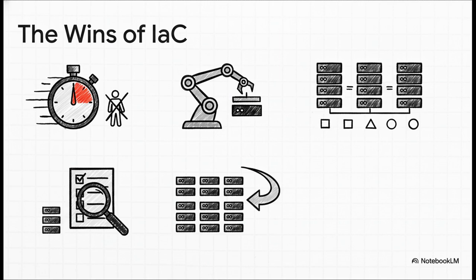And the wins just keep stacking up. Speed is the obvious one, sure, but you also wipe out a whole category of human errors. You finally get what we call environment parity, which means your development environment is a perfect clone of production. That kills the whole, well, it works on my machine problem forever. Plus, since every single change is captured in code, you have a perfect audit trail for security and compliance. It is a true game changer.